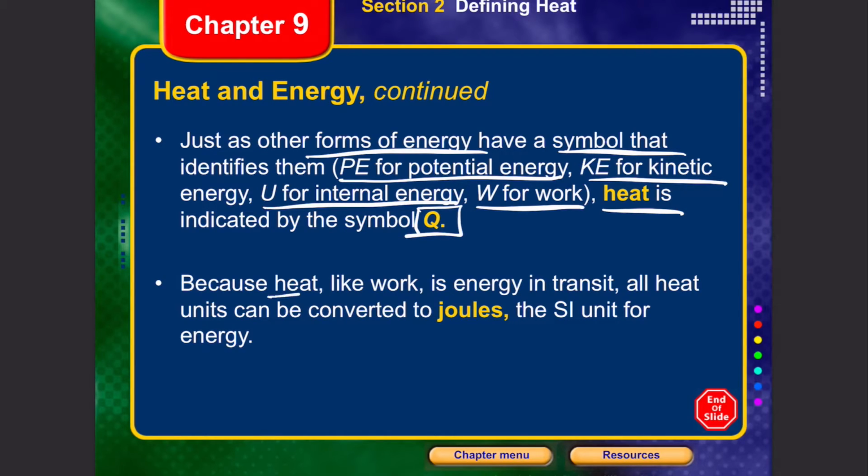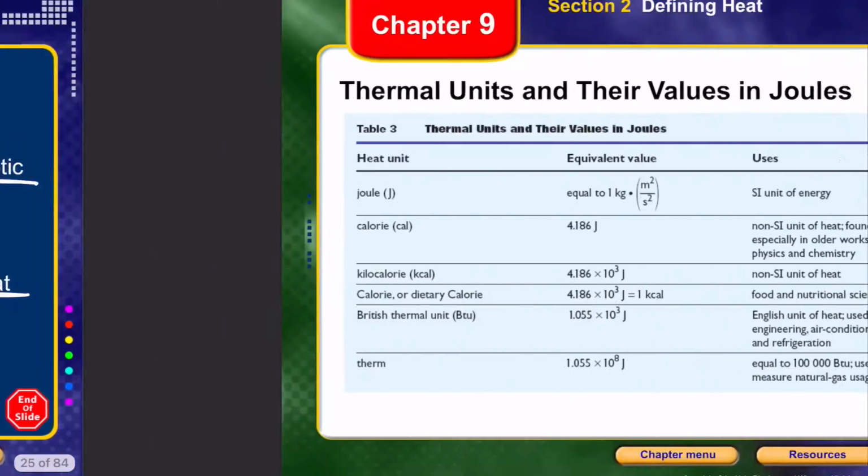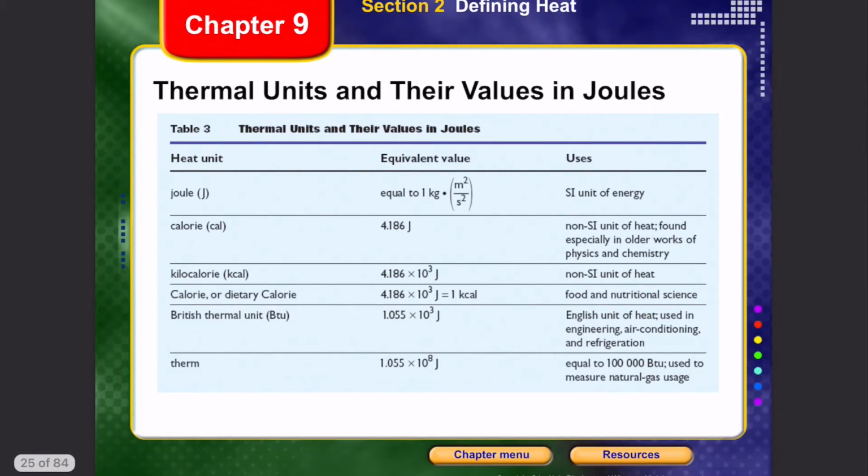Because heat, like work, is also energy in transit, all heat units are generally converted to joules, which is also the SI unit of energy. So among heat units, you have the joule, which is the SI unit, about 1 kg meter squared per second squared. The next unit is the calorie. A calorie is about 4.186 joules. It's the non-SI unit of heat, found especially in older works of physics and chemistry.